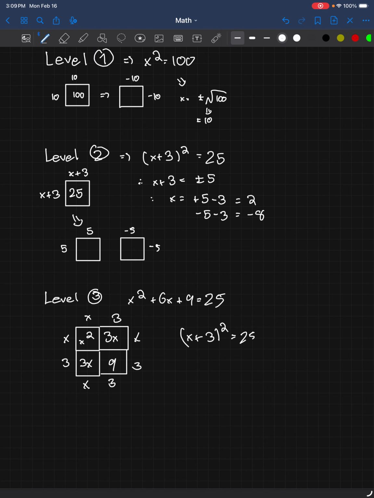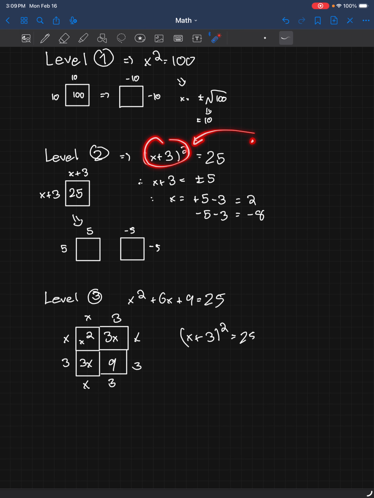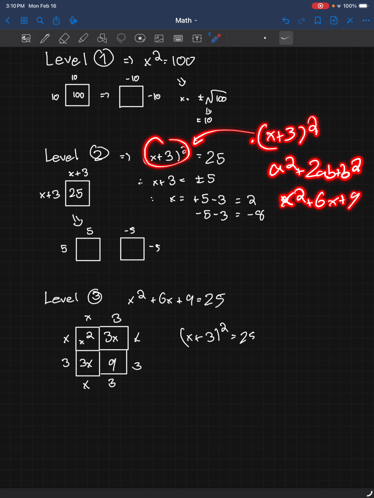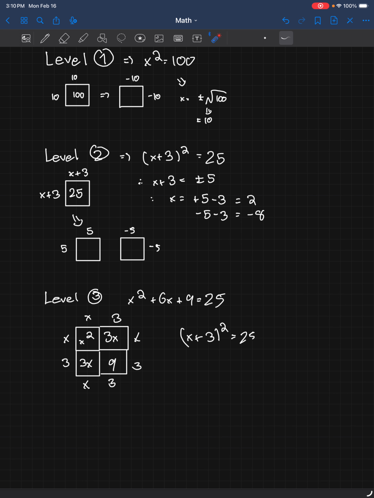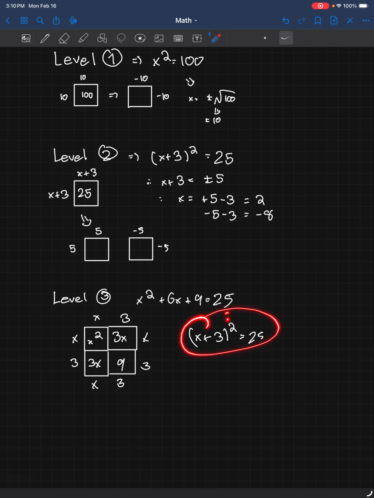And guess what? This equation was literally just a disguise of this equation. Because if we take x plus 3 squared and we distribute it with a squared plus 2ab plus b squared, we literally get x squared plus 6x plus 9, which is what we have here. So this is just the distributed version of this. Okay, now because we have x plus 3 squared, we can just say the solutions are this and this. Okay, going to level 4.